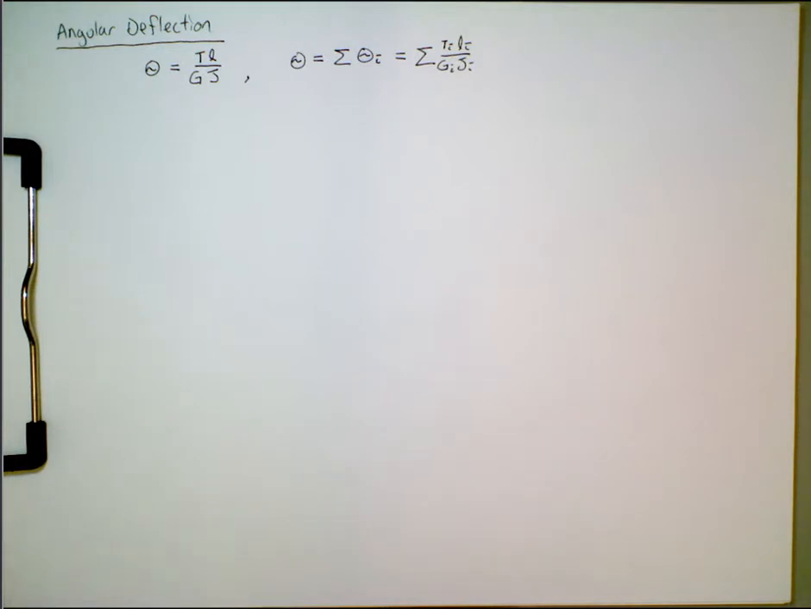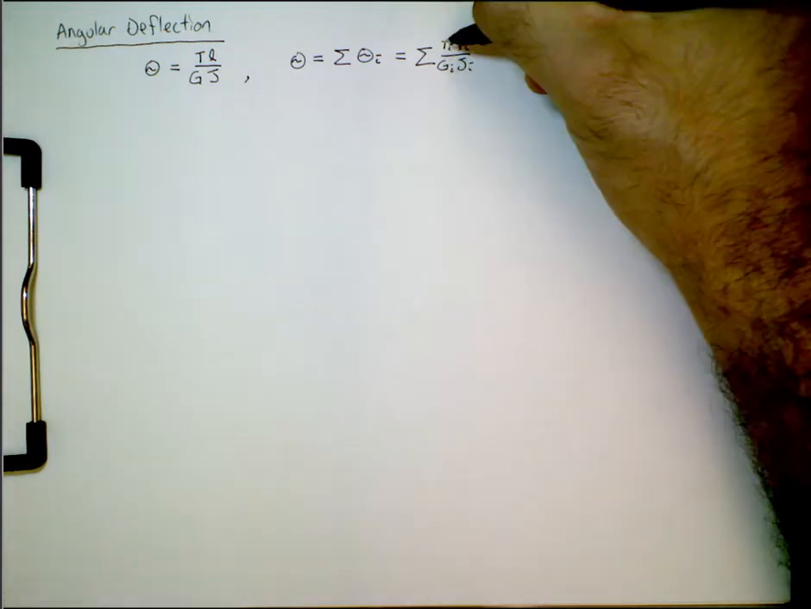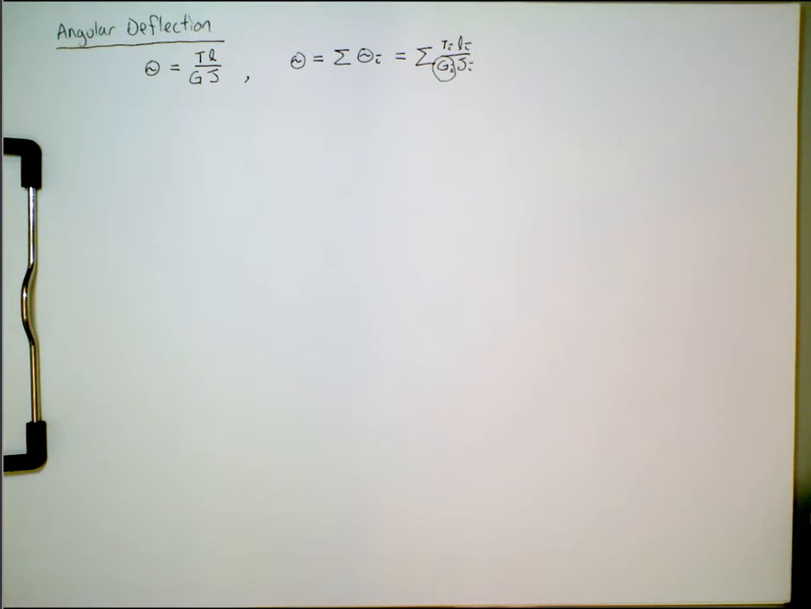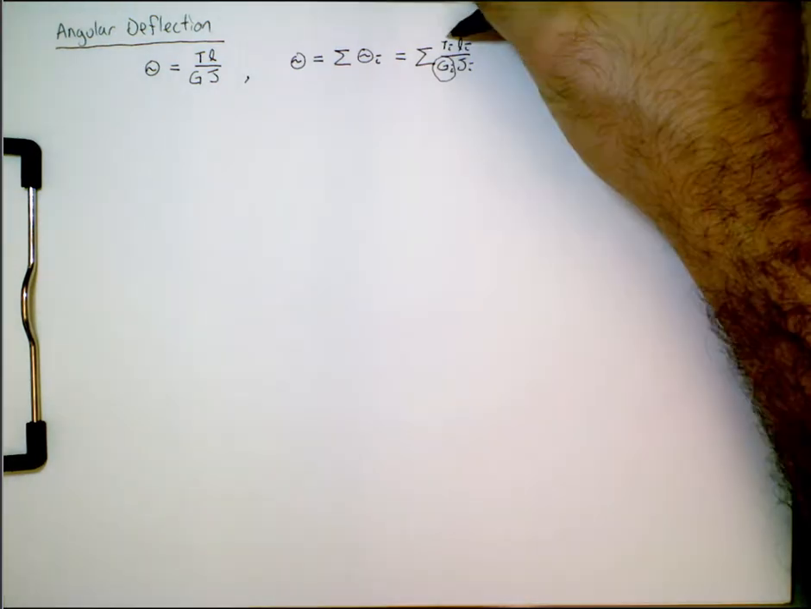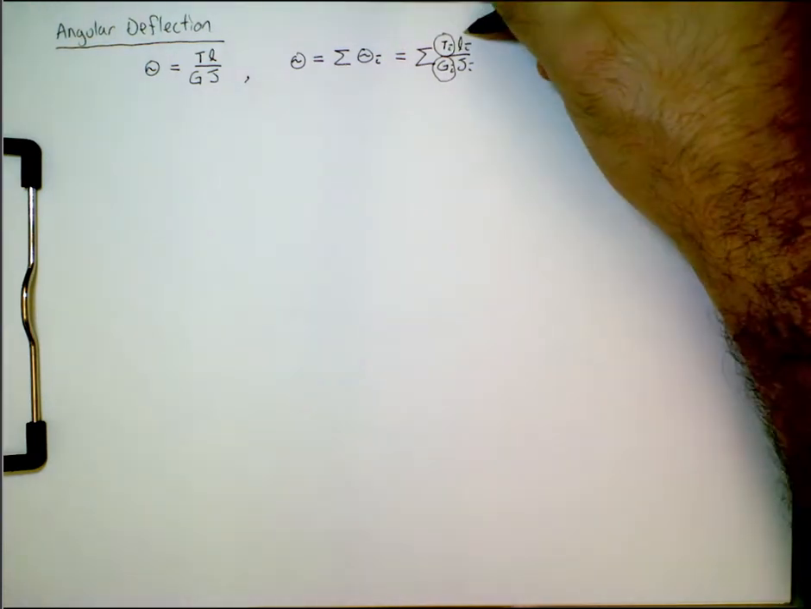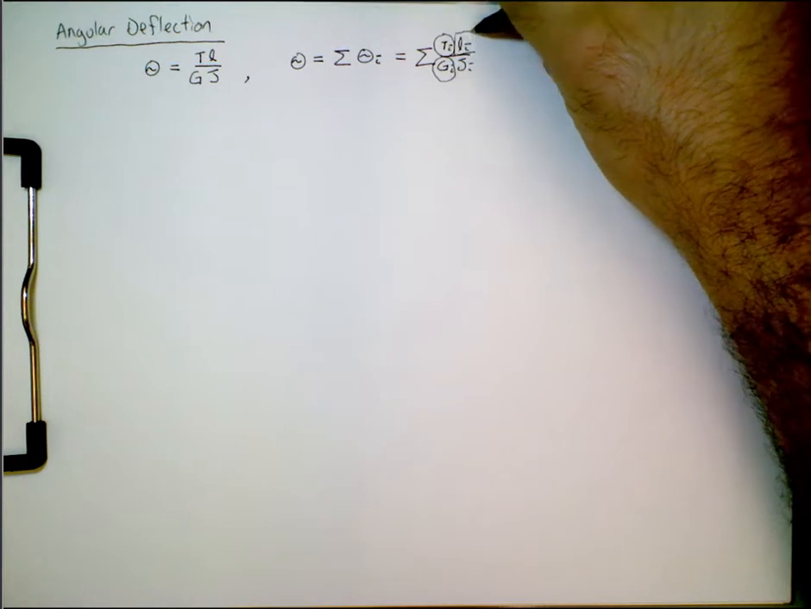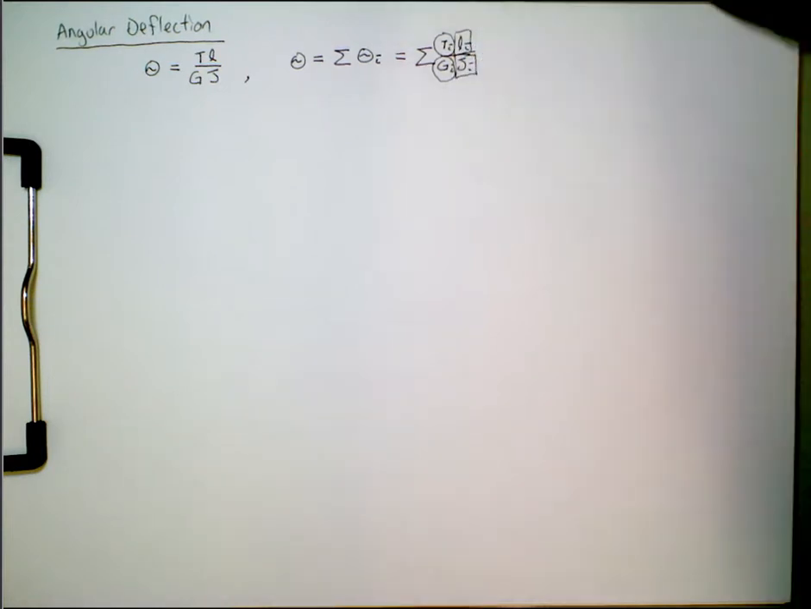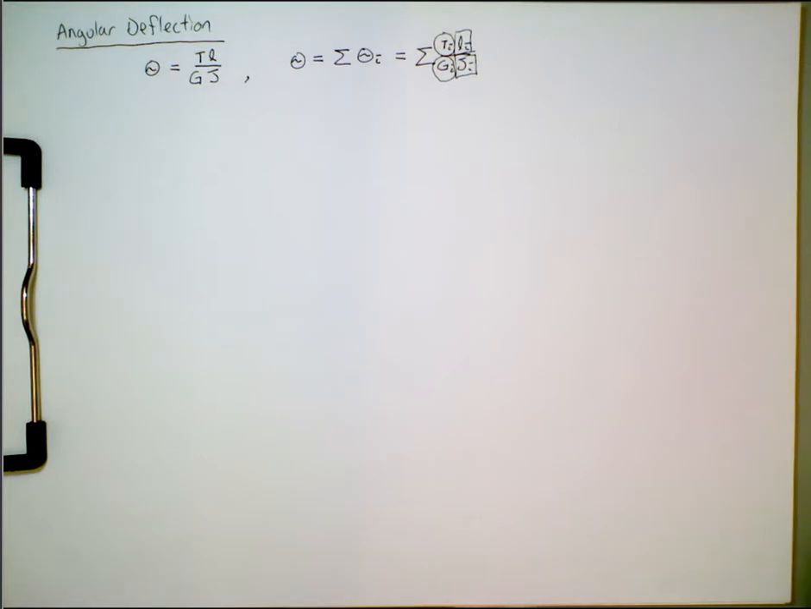Often we use the same material throughout a shaft, and so this shear modulus is going to be constant. If we do not have any, say, gears or belts, pulleys in the middle of a shaft, then the torque is going to be constant. But the things that are often going to be different are the lengths of each segment and the diameters of each segment, which of course influence the polar area moment of inertia.